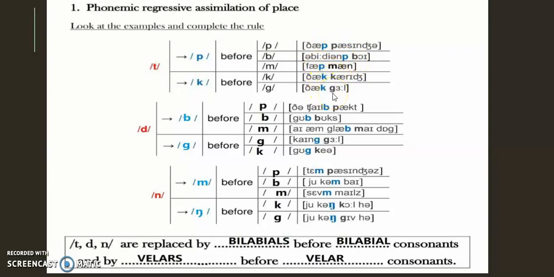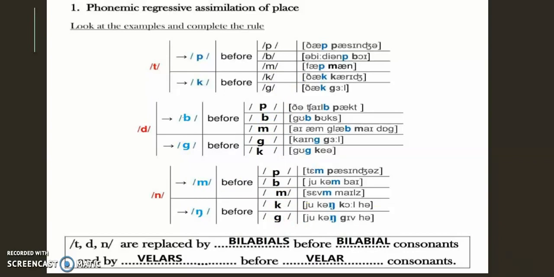That means that t assimilates into p, a bilabial sound, when it is followed by a bilabial sound. The same with d. The same with n. It changes into a bilabial sound when it is followed by a bilabial sound. And they change into a velar sound when they are followed by a word that starts with a velar sound.